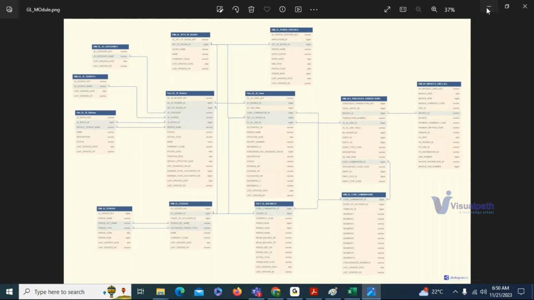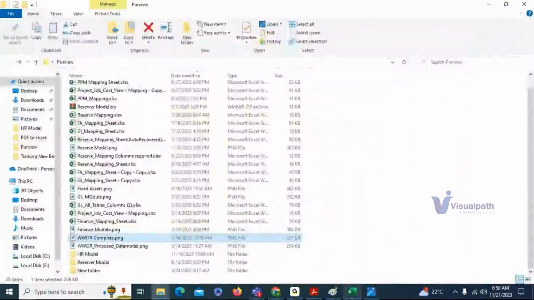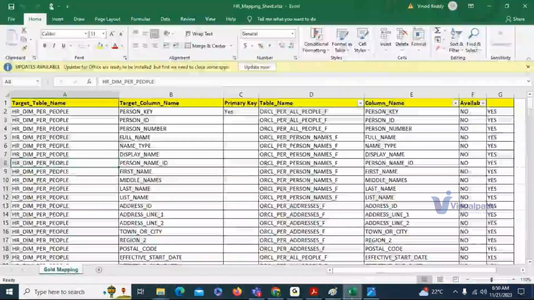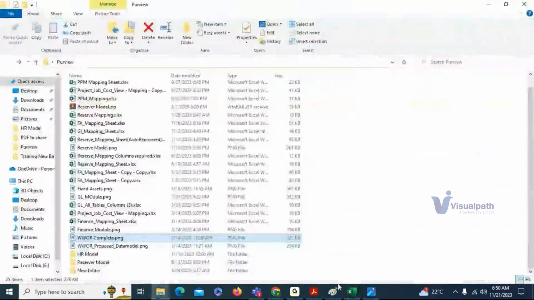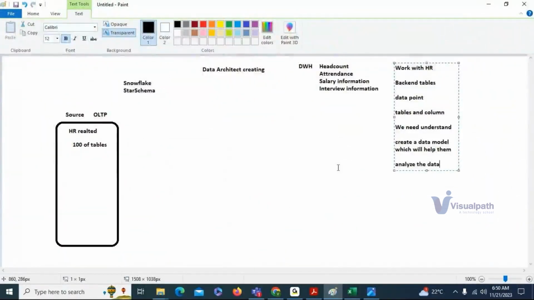We are going to do this along with the data architect and the business analyst. A lot of stakeholders will be involved.